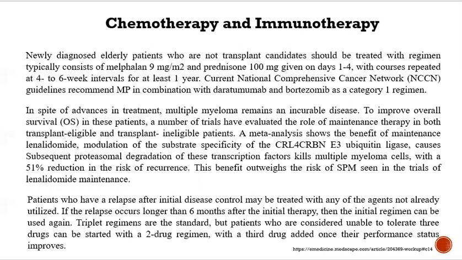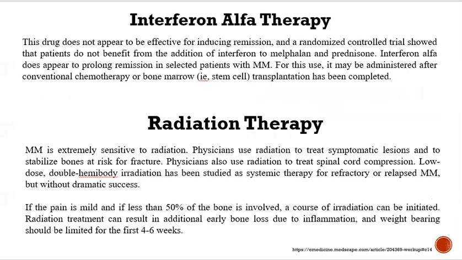Patients who have a relapse after initial disease control may be treated with any of the agents not already utilized. If the relapse occurs longer than 6 months after the initial therapy, the initial regimen can be used again. Triplet regimens are the standard, but patients who are considered unable to tolerate 3 drugs can be started on a 2 drug regimen, with a 3rd drug added once their performance status improves.